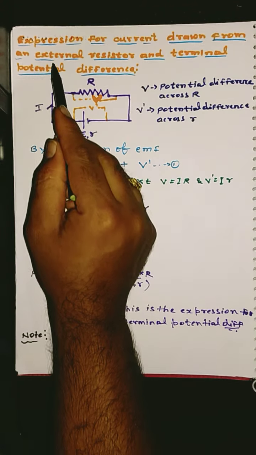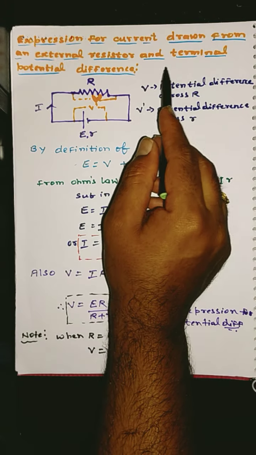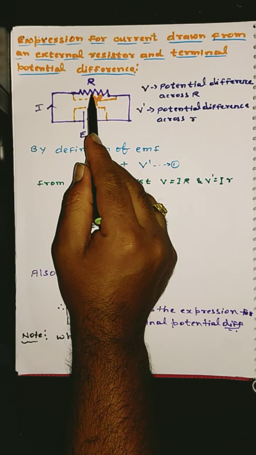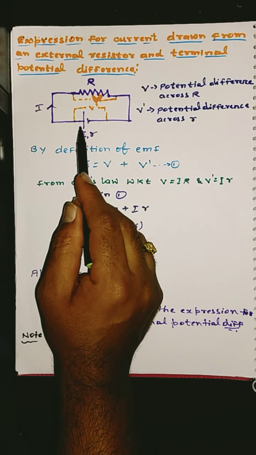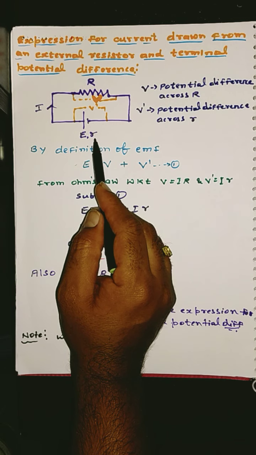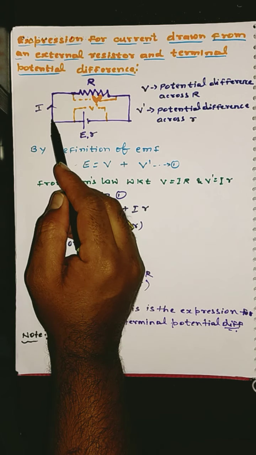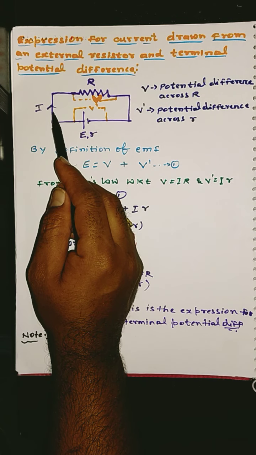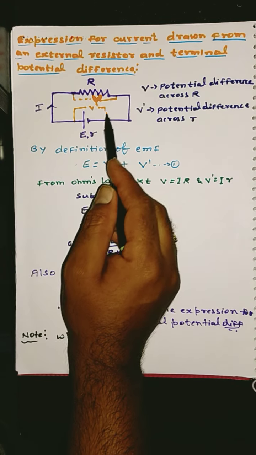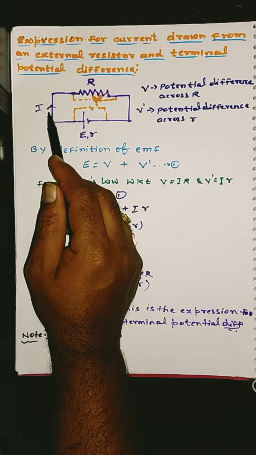Next, we will derive an expression for current drawn from an external resistor and terminal potential difference. So here we have a resistor connected in the circuit. The EMF of the cell connected is E and internal resistance is small r. I is the current flowing through the circuit. Students, remember, whenever we draw a circuit, we always indicate what is called conventional current. Conventional current is the current flowing from positive terminal to negative terminal. So this is the current flowing through the circuit.